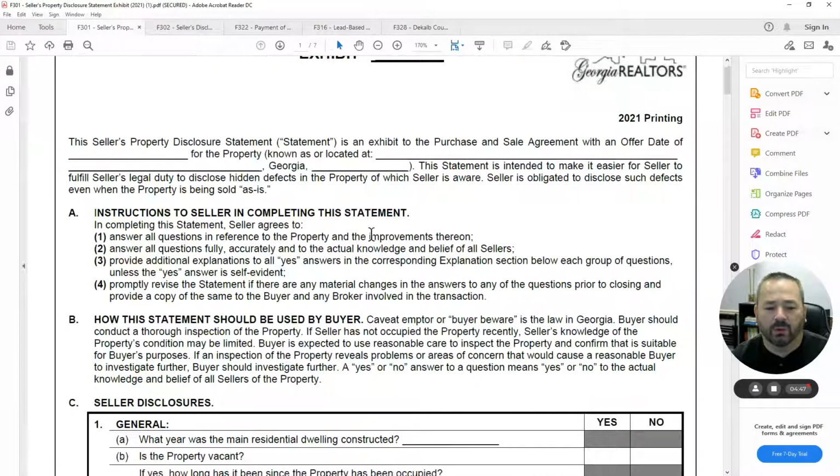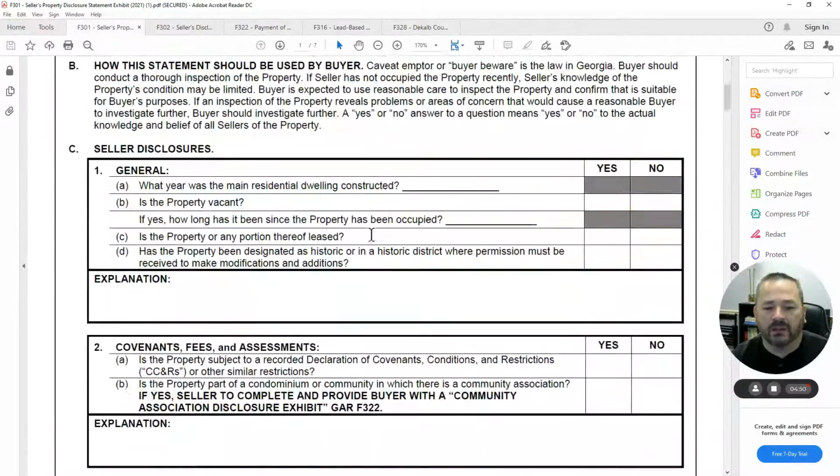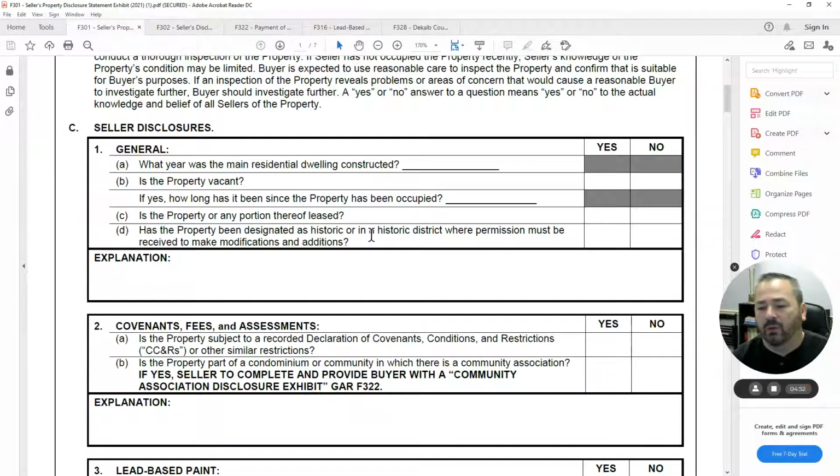Then as we work our way through the form, it's going to ask the seller specific questions where they're going to share every bit of information they know about the property. When was the property constructed? Is it vacant? Is the property or inner portion leased?